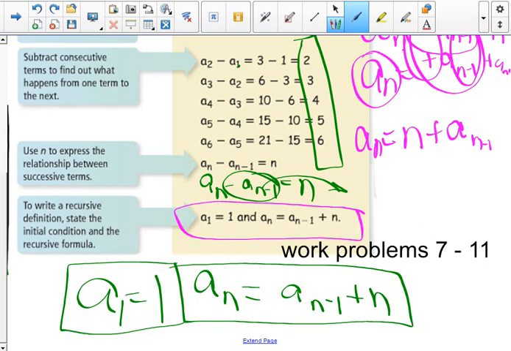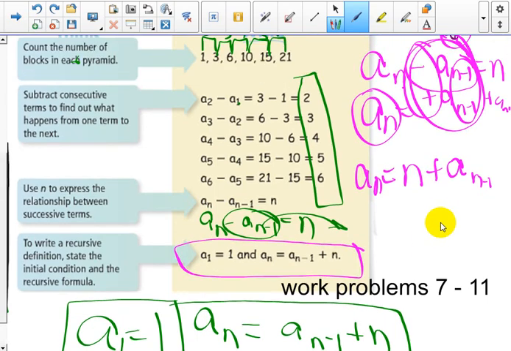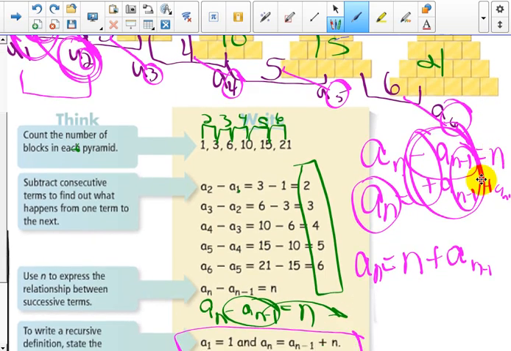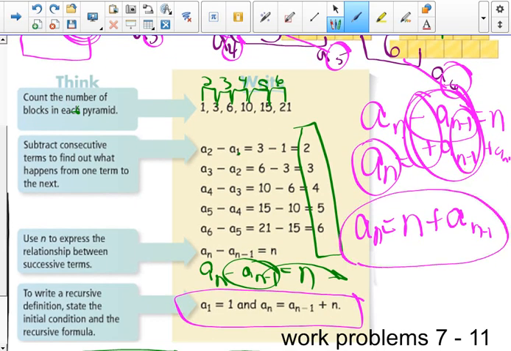Here it is. So if they ask you for the definition, what do we need? The first element, and the first element was 1. So you have to say a sub 1 equals 1, because that's what it was. You've got to give them the first, and then you have to give them that definition in terms of a sub n. So there it is right there. Those are the two parts to do this.